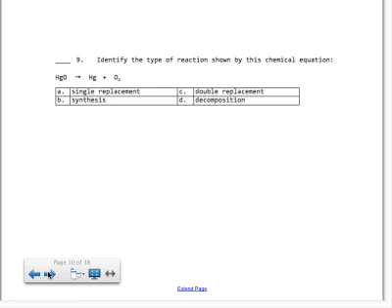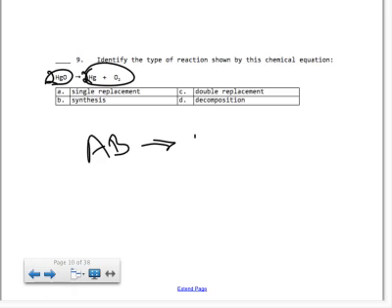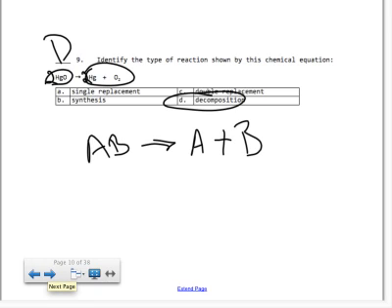Identify the type of reaction shown by this equation. So here you have HgO produces Hg plus O2. That should really be a 2 and a 2 to balance it out, but here you have the same formula we were looking at earlier where you have 1 reactant becoming 2 products. That is a decomposition reaction.